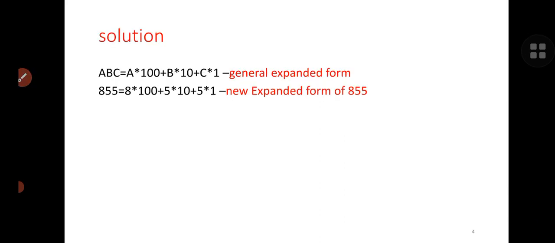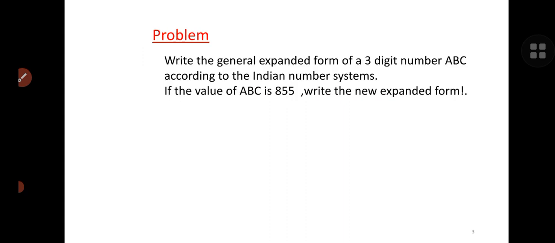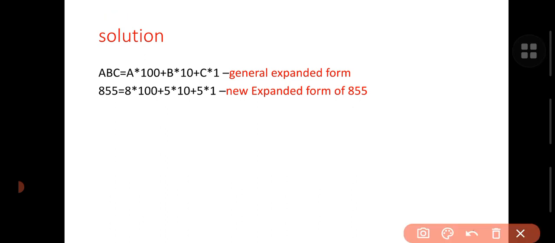Solution to the problem: ABC can be written as A times 100 plus B times 10 plus C times 1. It is a general expanded form. A is in the hundreds place, B is in the tens place, C is in the ones place. So we have written the general expanded form of ABC.